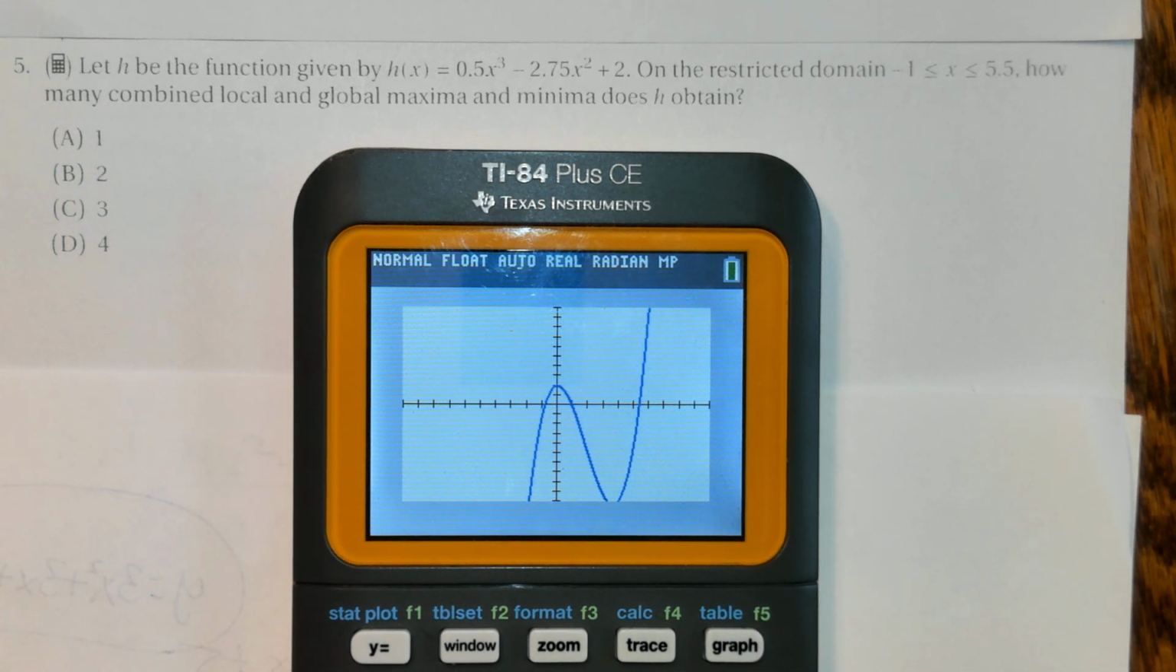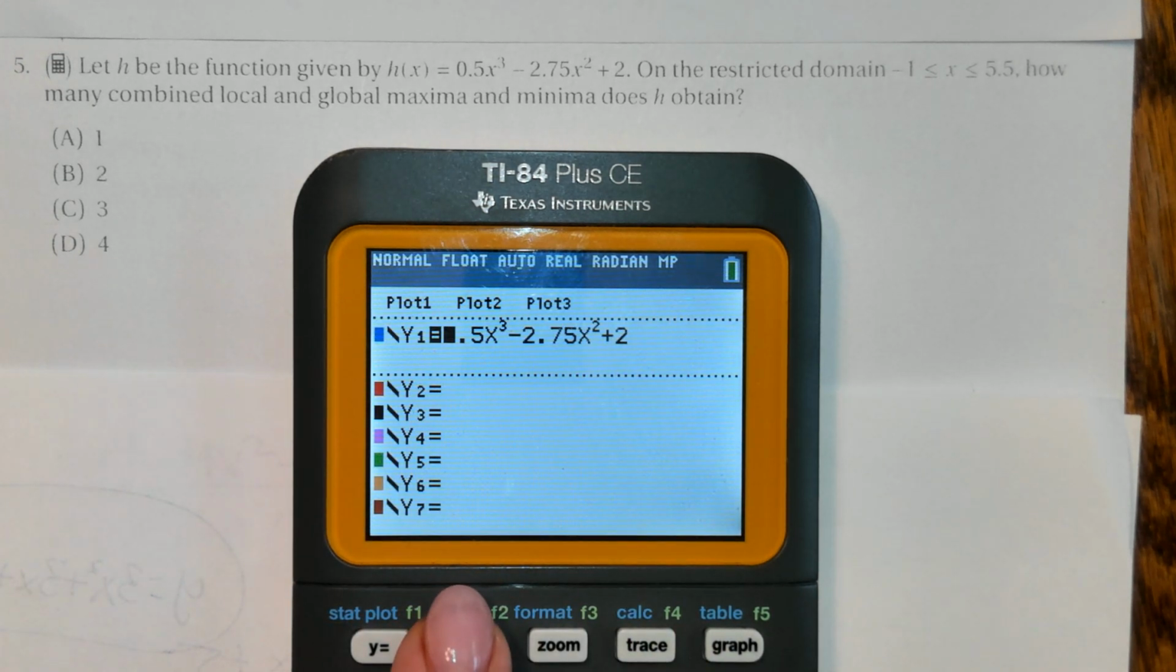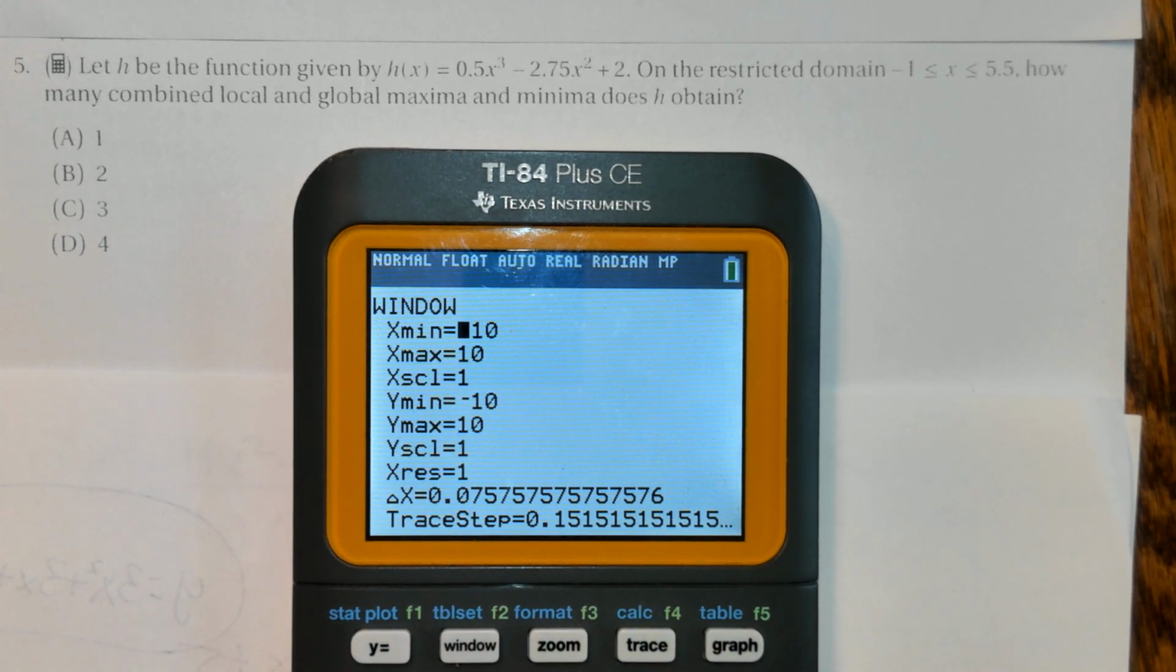Okay, we're going to use our calculator at number 5. I went ahead and graphed this function. Now let's adjust the window. So our domain, or the x values, will go from -1 all the way up to 5.5.